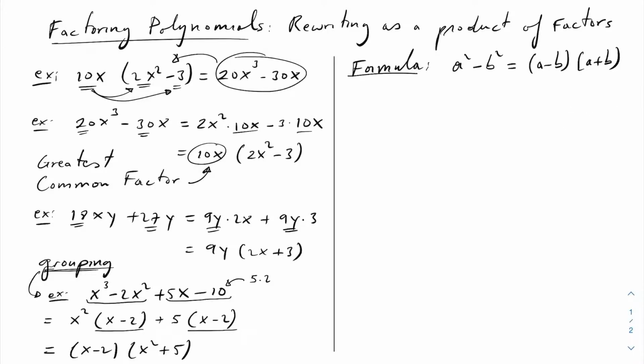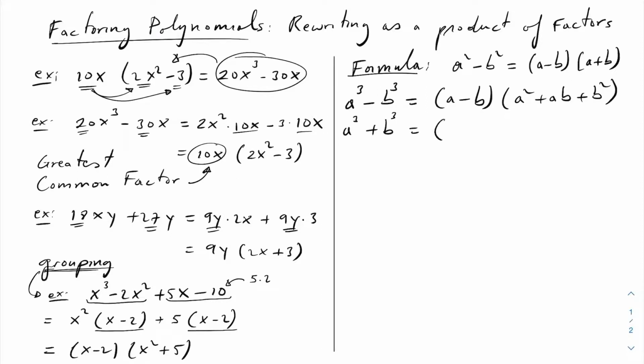The next one is going to be the difference of cubes. If you find something that looks like a cubed minus b cubed, then you should know that your answer should just be a minus b altogether multiplied by a squared plus ab plus b squared. And the last one is going to be the sum of cubes. So if you have a cubed plus b cubed, then you know your answer should be a plus b altogether multiplied by a squared minus ab plus b squared.